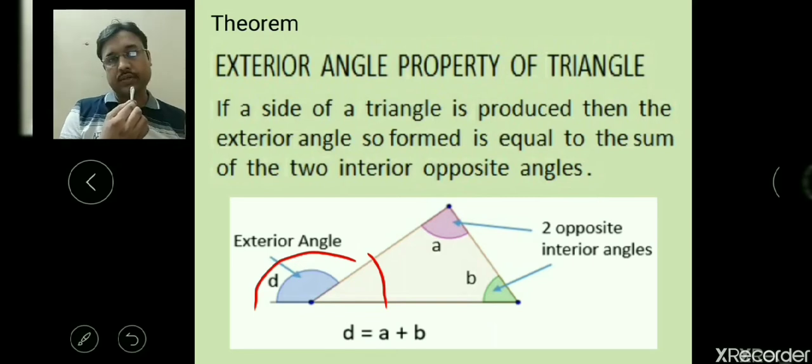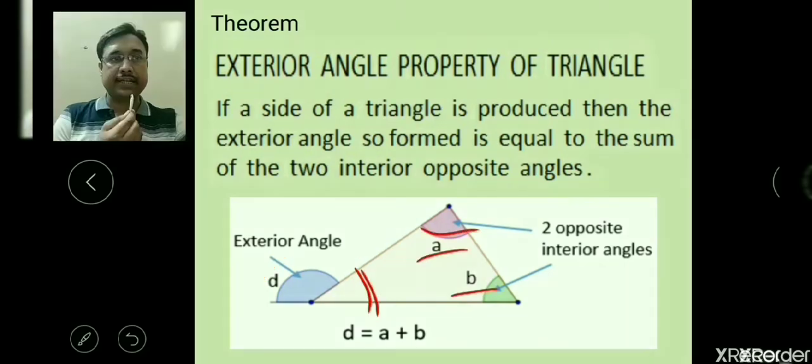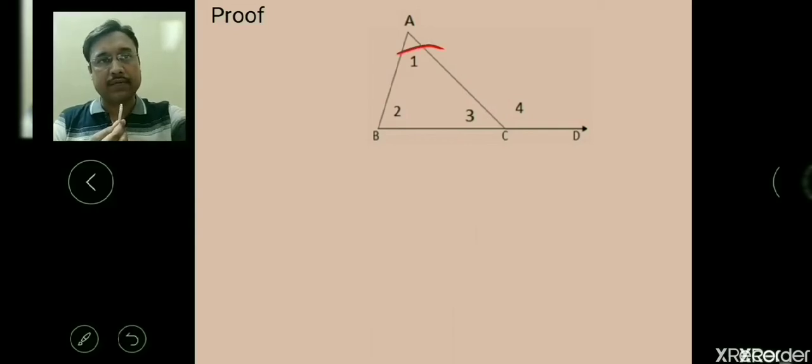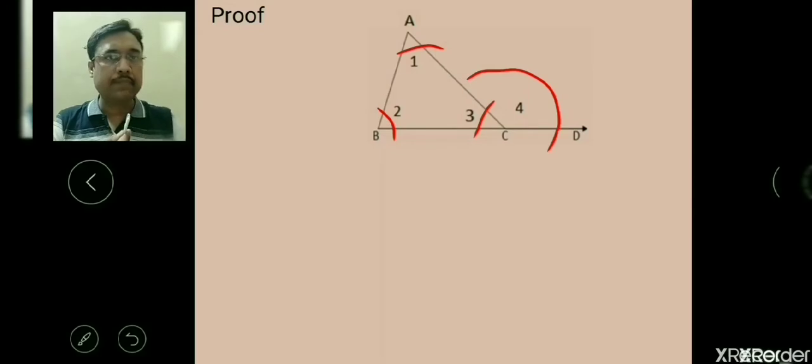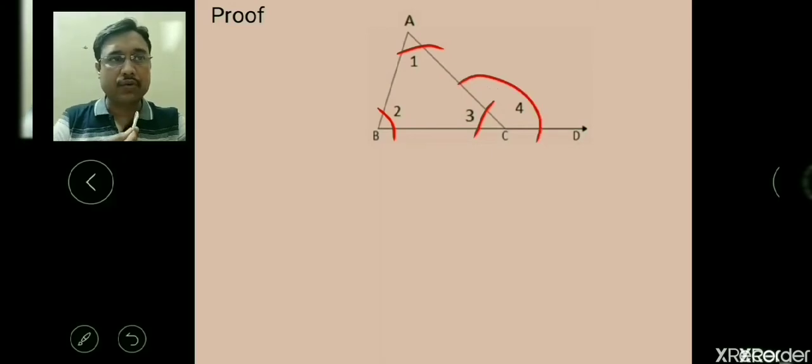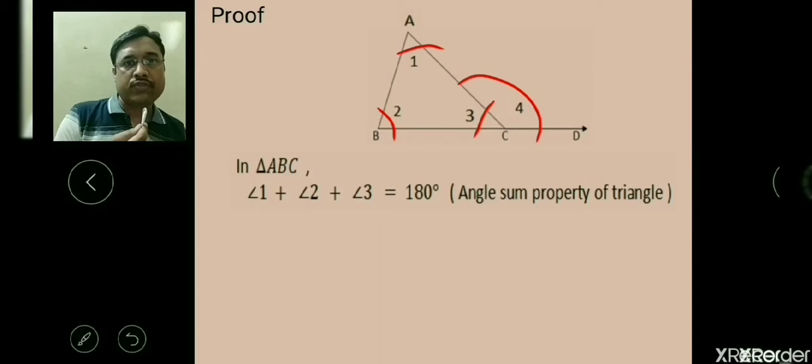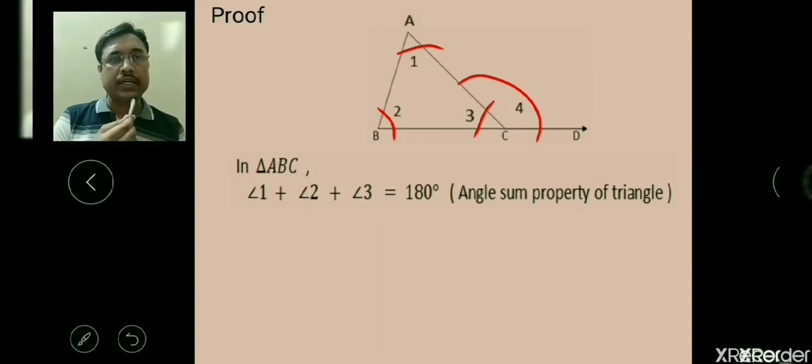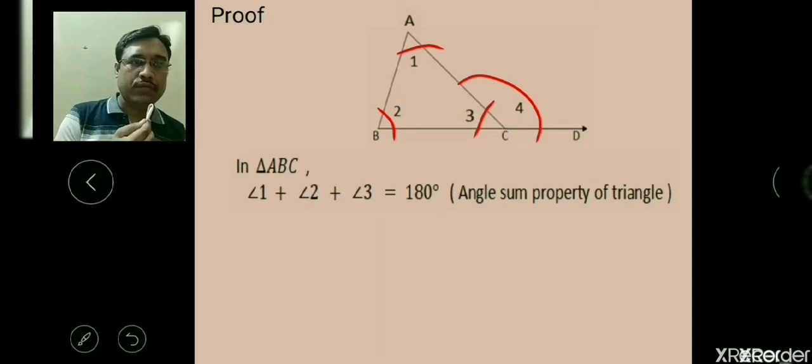Okay, students. Now we can prove it like this. With this diagram you can see angle A is angle 1, angle B is angle 2, and angle C is angle 3, the interior angles, and this angle 4 is the exterior angle. Angle ACD is angle 4 here. So in triangle ABC, angle 1 plus angle 2 plus angle 3 equals 180 degrees by the angle sum property of a triangle.